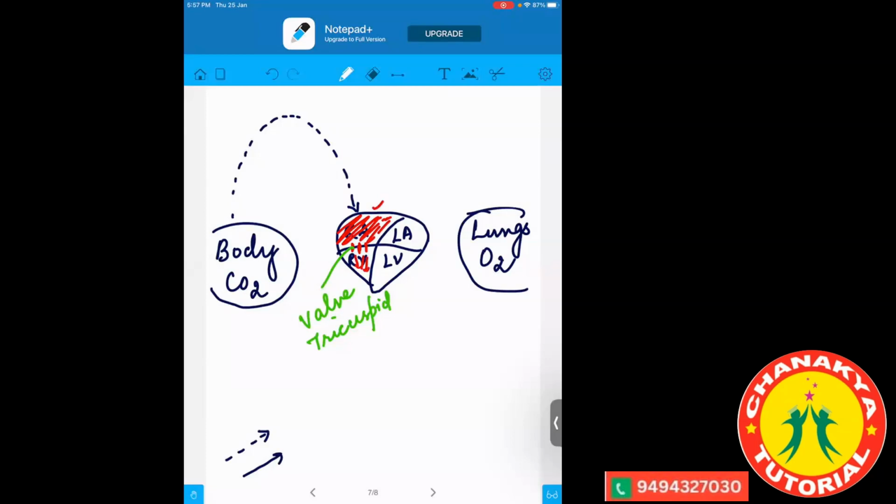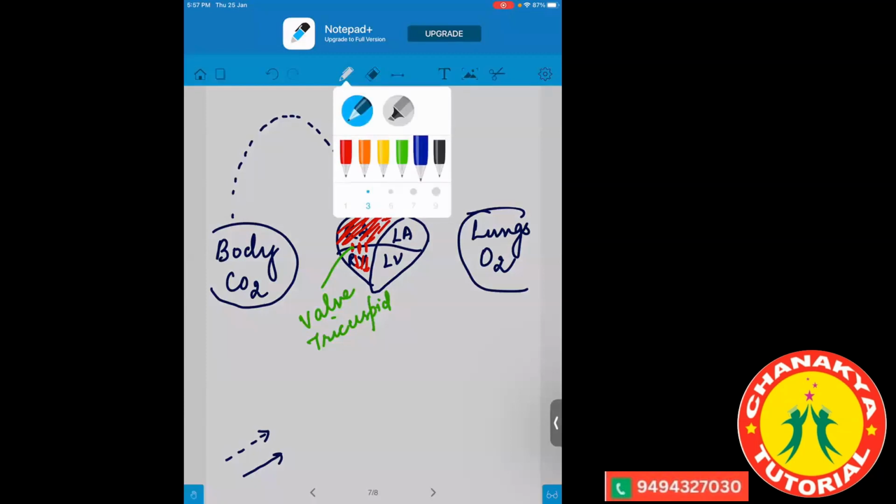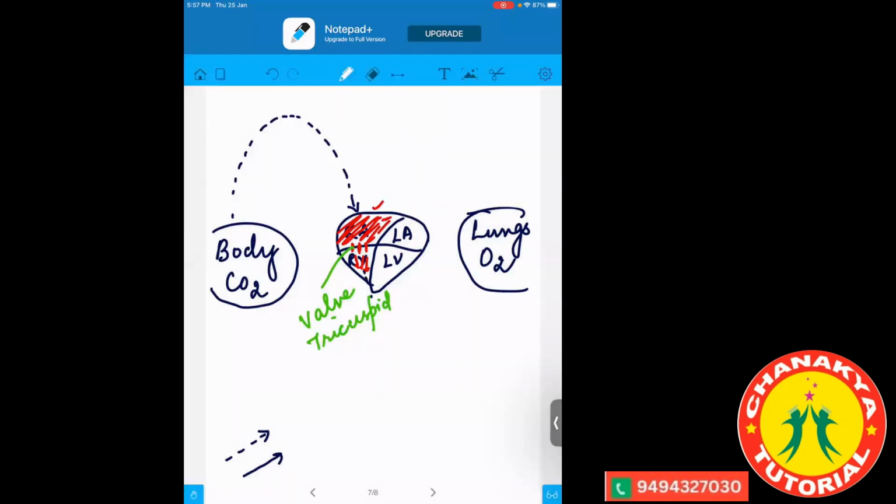Now, from the right auricle, all the blood will be shifted to the right ventricle through the tricuspid valve. As soon as it comes to the right ventricle, it starts filling up and creating pressure, and from here it starts going to the lungs. So the deoxygenated blood from the body enters the right auricle, gets full, moves to the right ventricle, and once the right ventricle is full of blood, it moves to the lungs.